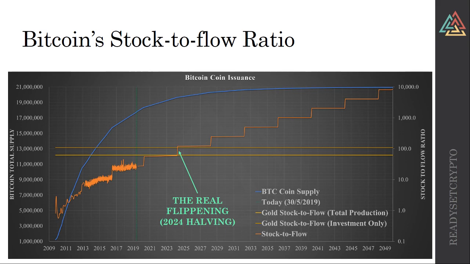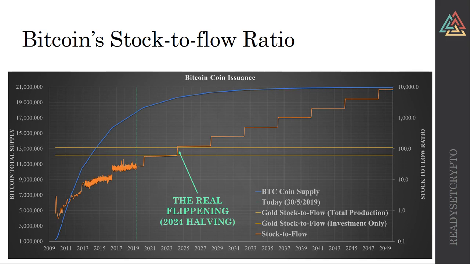So where we said before that gold had that stock to flow between 60 and 100, that's those two gold lines. So even if you look at the total supply of gold and you look at the gold available for investment only, you basically end up with that band between those two gold lines. So Bitcoin's going to continue to increase its stock to flow ratio until that May 2024 halving, at which point it's going to slice through both of those levels.